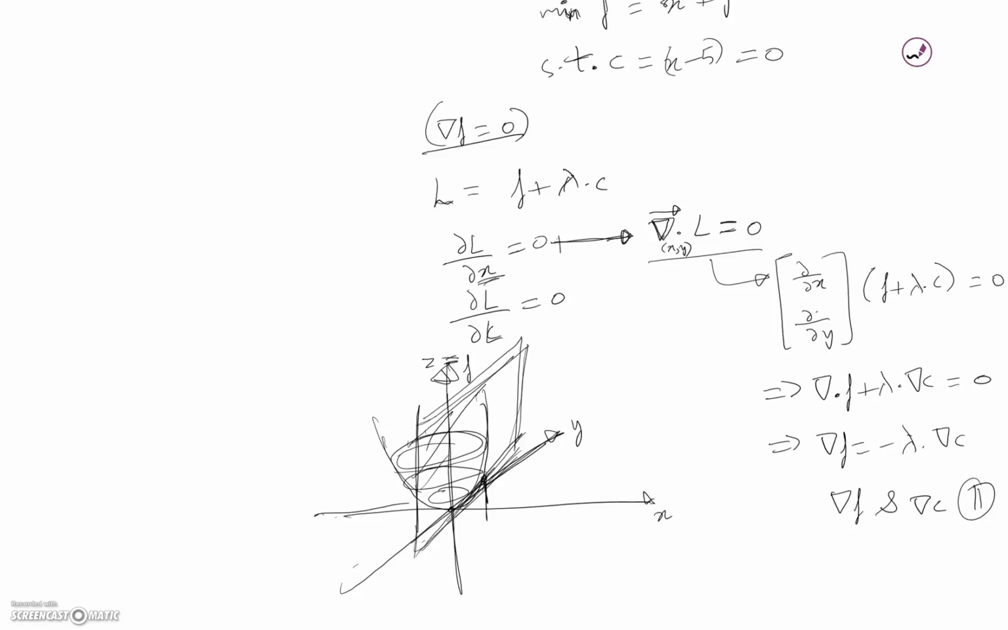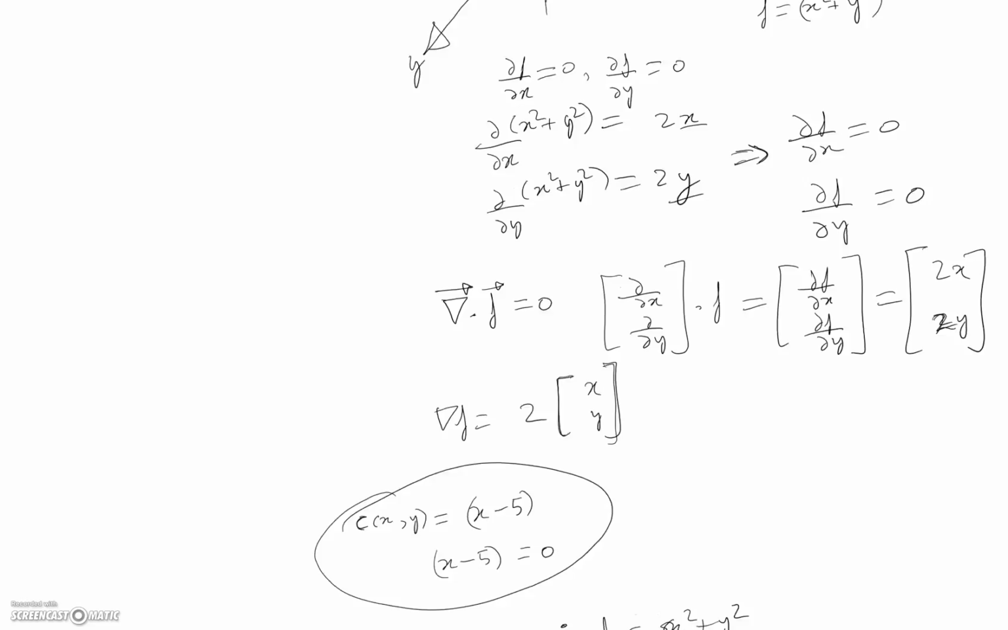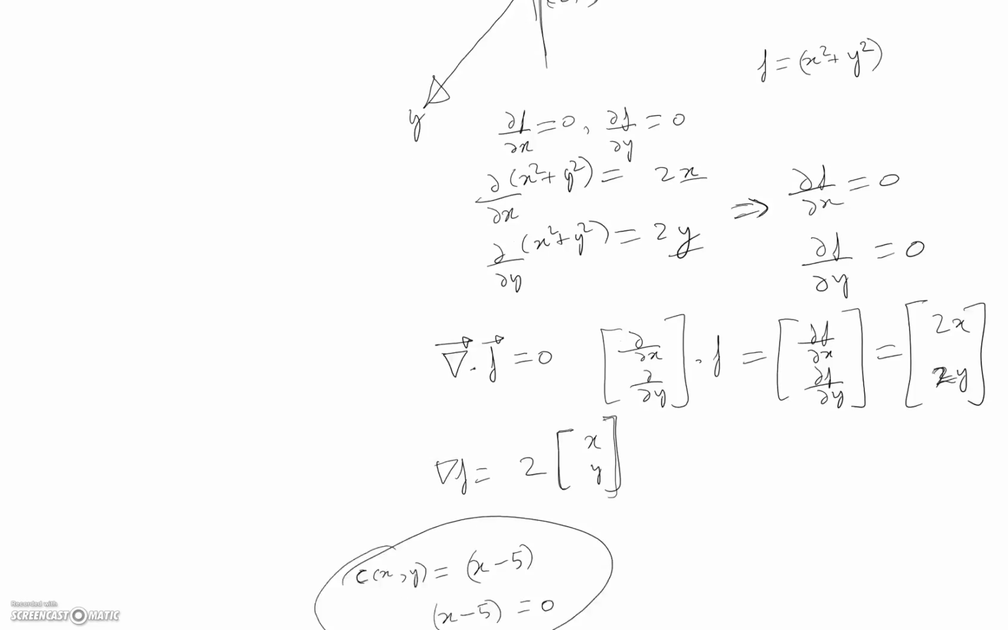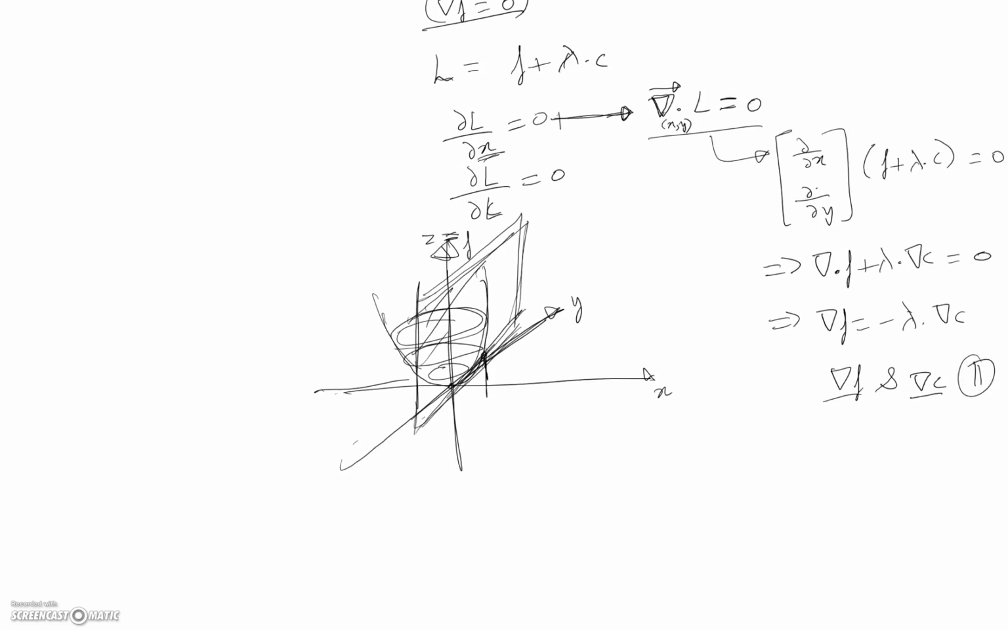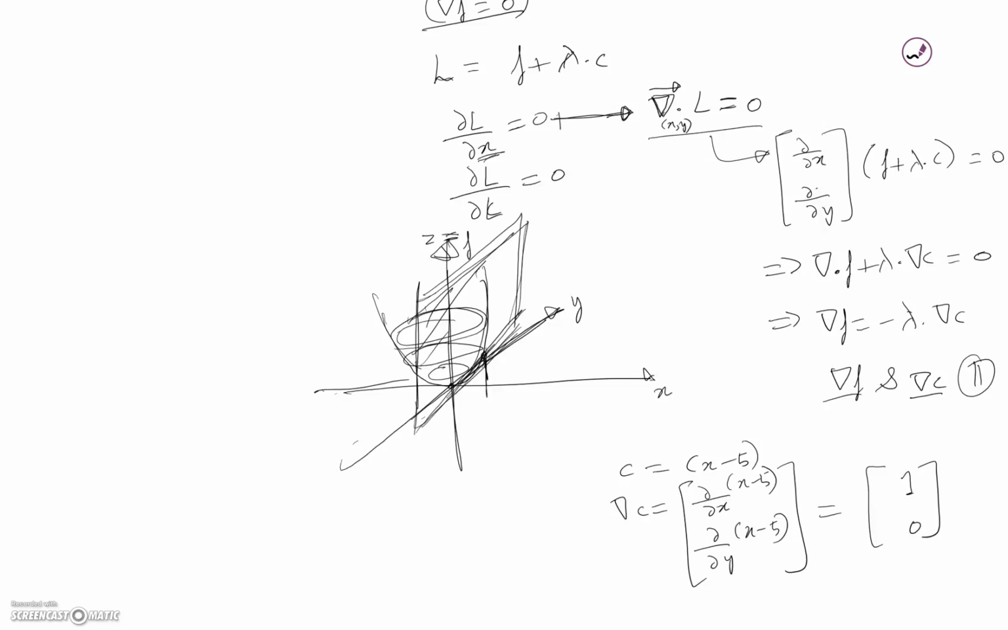Now what is the gradient of the constraint? Since you're dealing with del f and del c, let's see what del c is. I've already told you up here how to find del f. Now del c is basically what? So what is c? C is equal to x minus 5. So del c equal to del by del x of x minus 5 and del by del y of x minus 5. This is the vector del c, which is equal to 1 and 0. So it is always pointing along the x-axis, right?